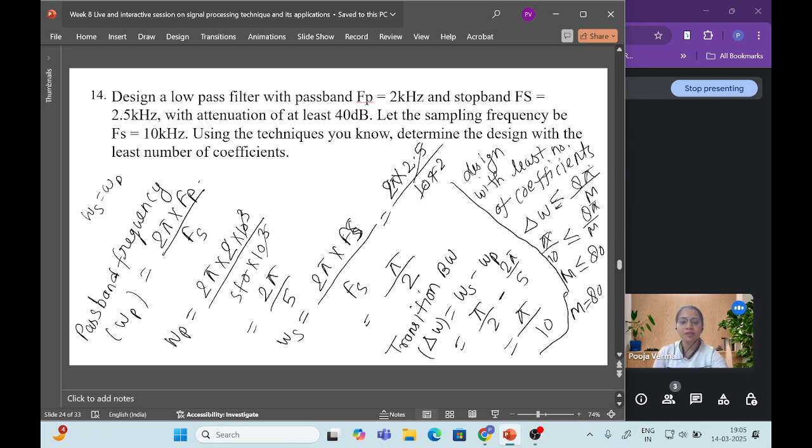So all the parameters we have got: omega p, omega s, transition bandwidth, and number of coefficients. What will be the least number of coefficients? I hope you are getting it. So moving to the next question.